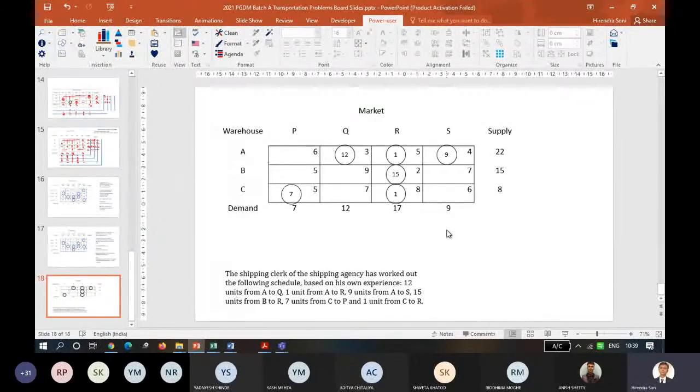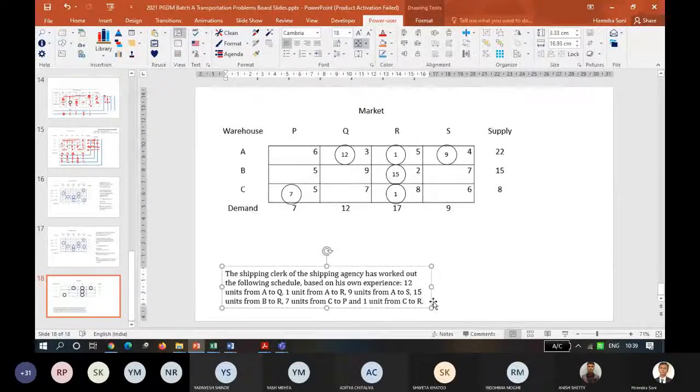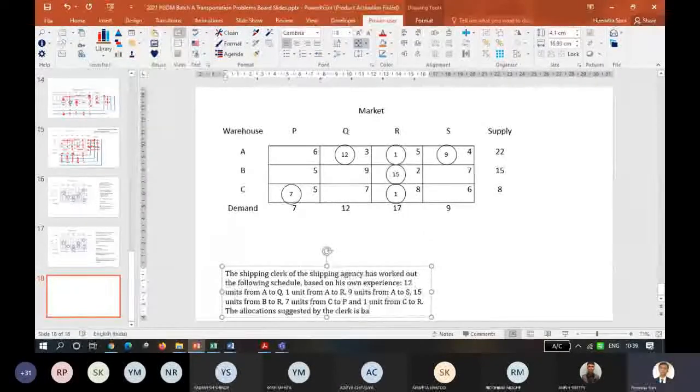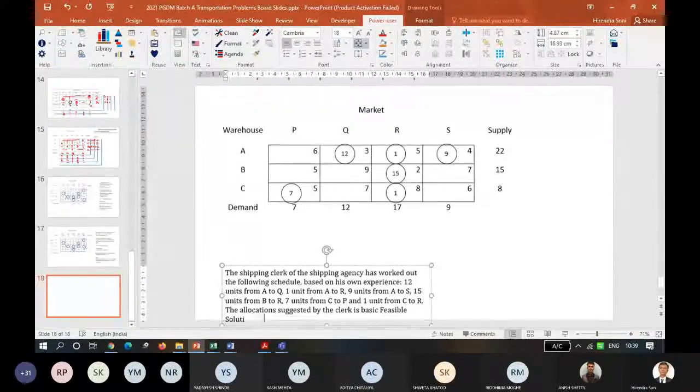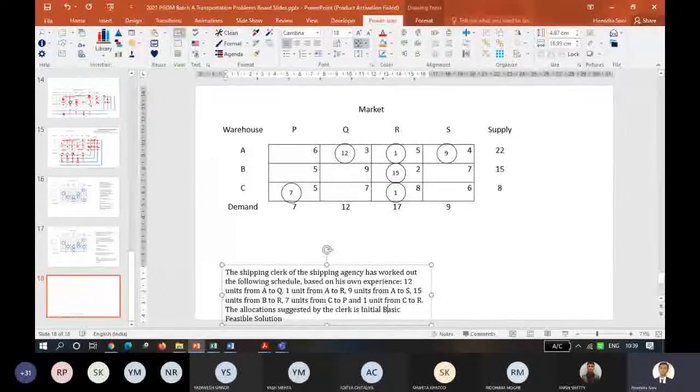Okay. So we can say the allocations suggested by the clerk is a basic feasible solution. We can call it an initial basic feasible solution. Fine. But still we need to check for optimality. Correct?